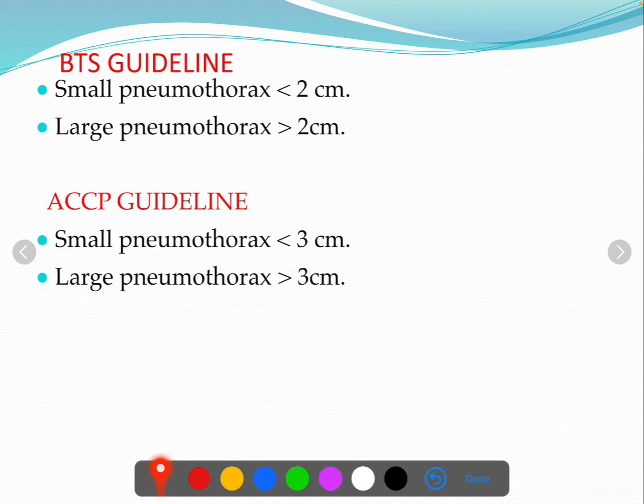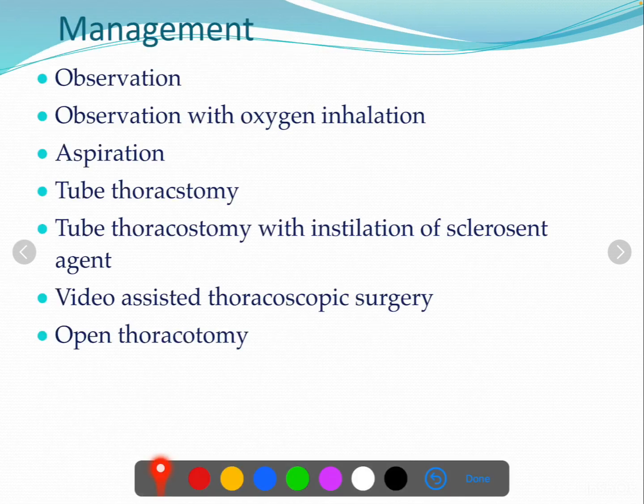Then comes the BTS guideline. What is the BTS guideline? The BTS guideline says if the distance is less than 2 centimeters, then this is a small pneumothorax, and if the distance is more than 2 centimeters, then this is a large pneumothorax. And what is the ACCP guideline? According to them, a small pneumothorax is less than 3 centimeters, and a large pneumothorax is more than 3 centimeters. Very simple.